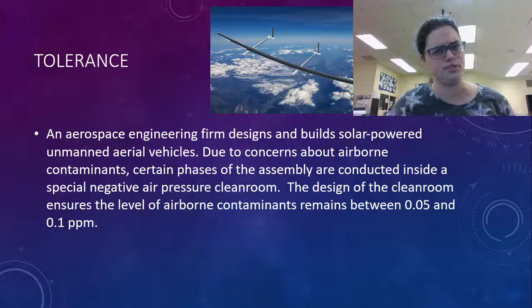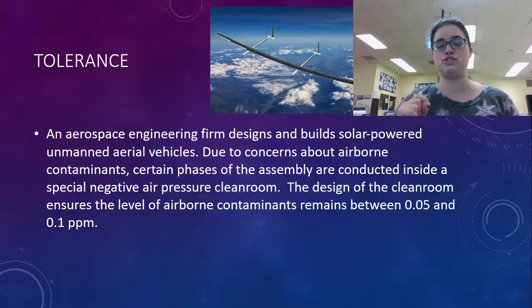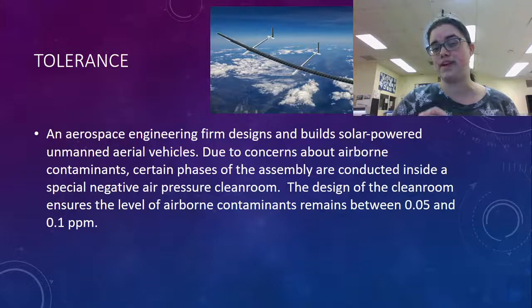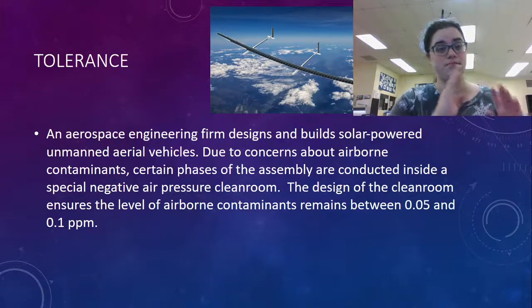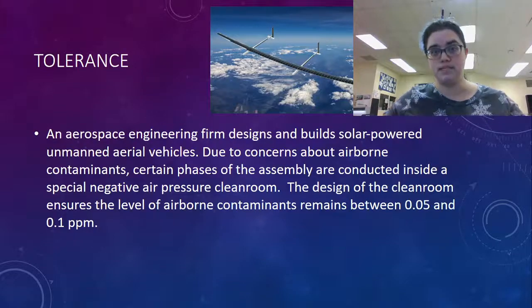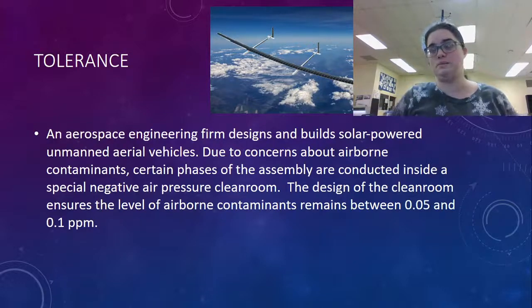I made up these numbers as well. Let's say the design of your clean room ensures that the level of airborne contaminants remains between 0.05 and 0.01 ppm. That stands for parts per million. So per 1 million molecules of air, there's 1/10 of a molecule at most of a contaminant. That's pretty good, right? That's really good, actually. Let's keep away contaminants because we need to make these parts. They need to do what they're supposed to do. Otherwise, it's not going to be able to fly unmanned. It's not going to be able to get the power it needs.